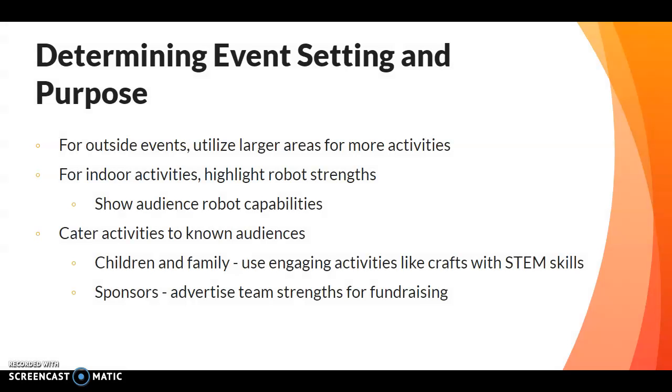Determine your event setting and purpose, fitting the outreach activity to the appropriate venue. For example, an outside event could utilize larger areas to enable more activities, especially those requiring a lot of movement. Indoor activities are great for highlighting robot strengths and letting your audience see the robot's capabilities.